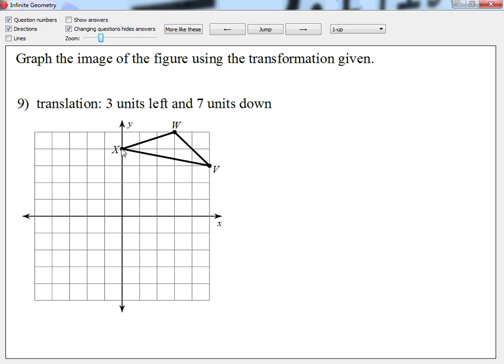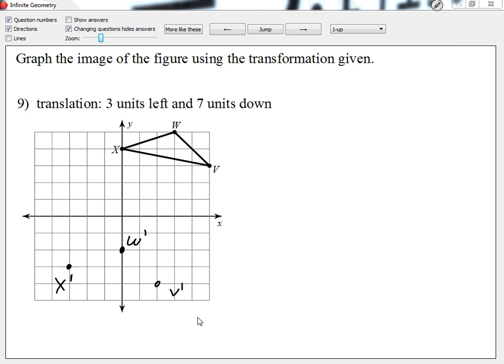So let me move my X, 3 to the left, 5 down. That gives me my point X prime. But look at W. 3 to the left, 5 down. That gives me my W prime. My V, let me go 3 to the left, 5 down. That gives me my point V prime.